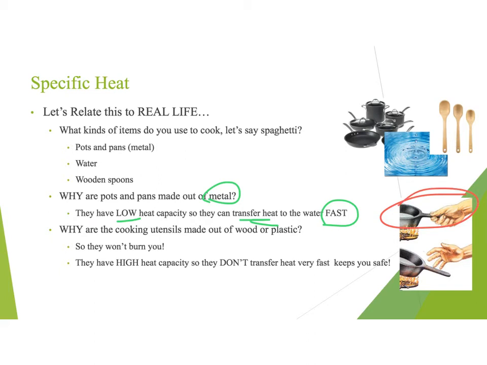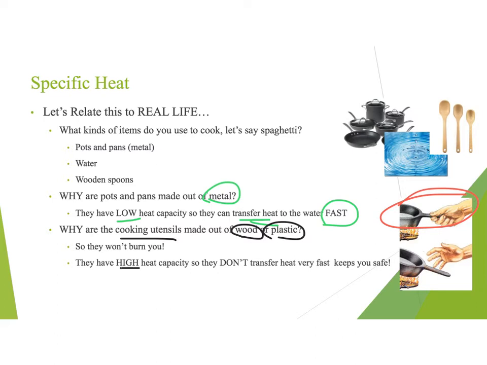If you've ever touched a metal pan on the burner, it hurts, right? Lots of energy going to you very quickly, not a good thing. So what do we do in order to avoid that? We have cooking utensils that are made out of wood or plastic, and the reason why is they are bad at transferring heat.